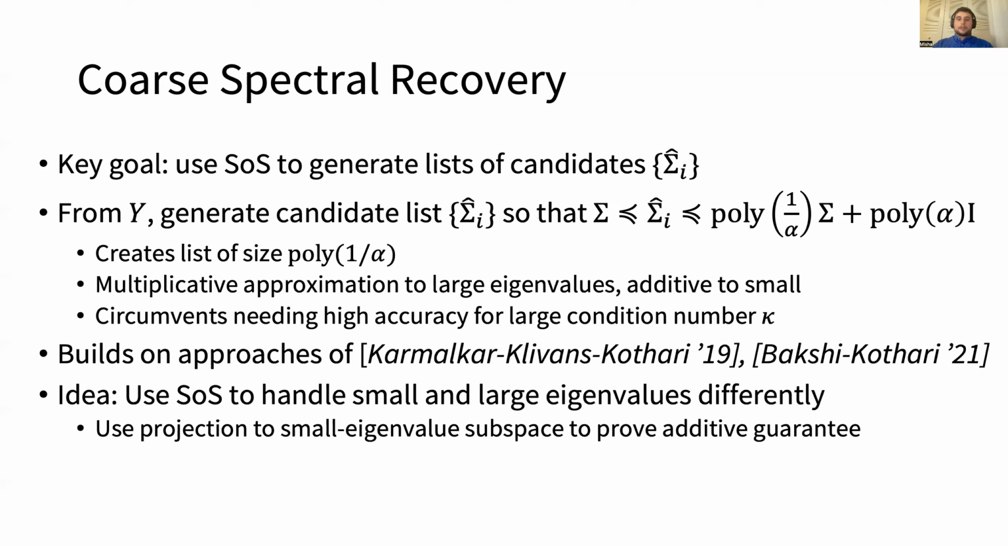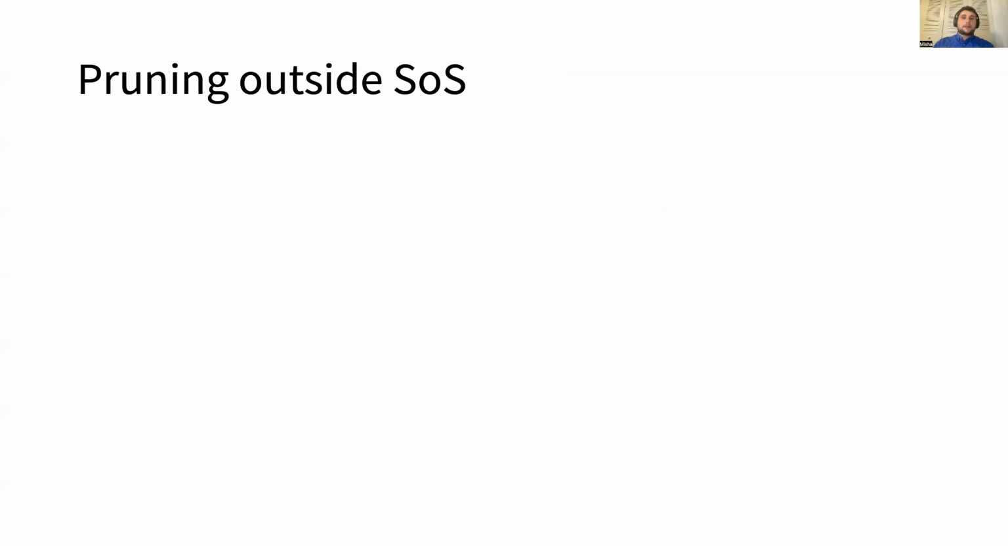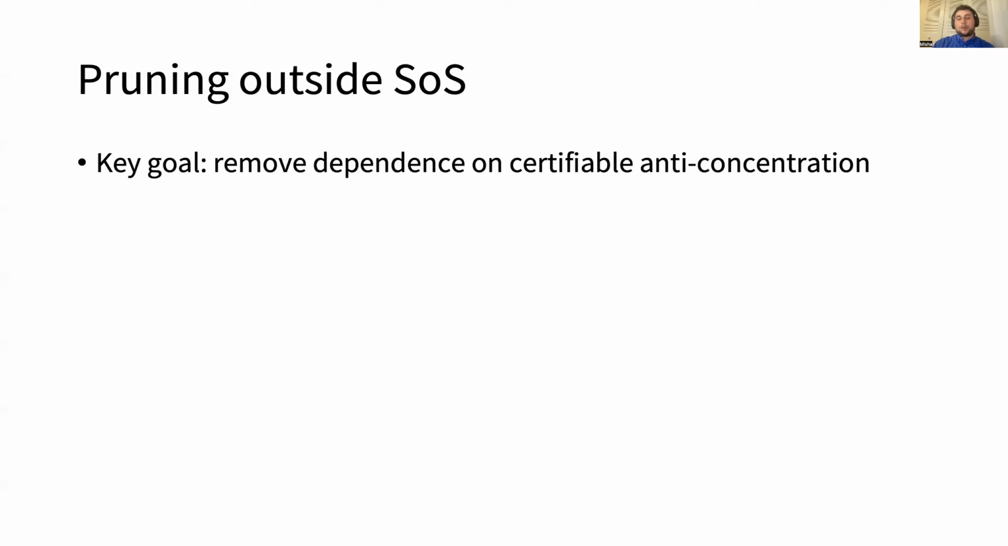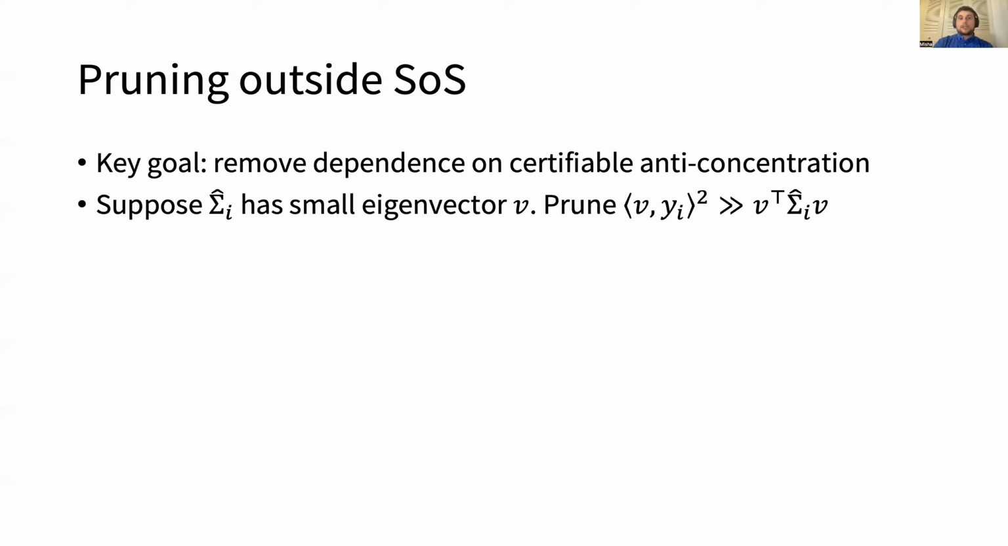The second part of our algorithm is pruning. And this is the key step which goes outside of sum of squares and is the place we gain on prior algorithms. So as mentioned, this removes the dependence on certifiable anti-concentration by only using true anti-concentration. And the algorithm itself is pretty simple. In particular, if we suppose that our candidate, sigma hat i, has some small eigenvector v, we want to prune the samples in Y which are large in this direction. In other words, we prune the v dot Y_i's so that they're larger than what we would expect this eigenvalue to be.